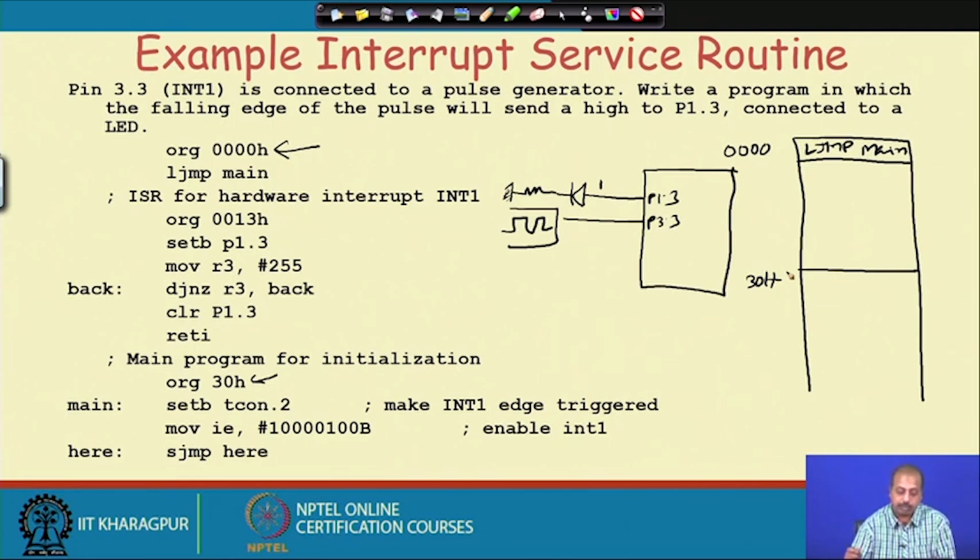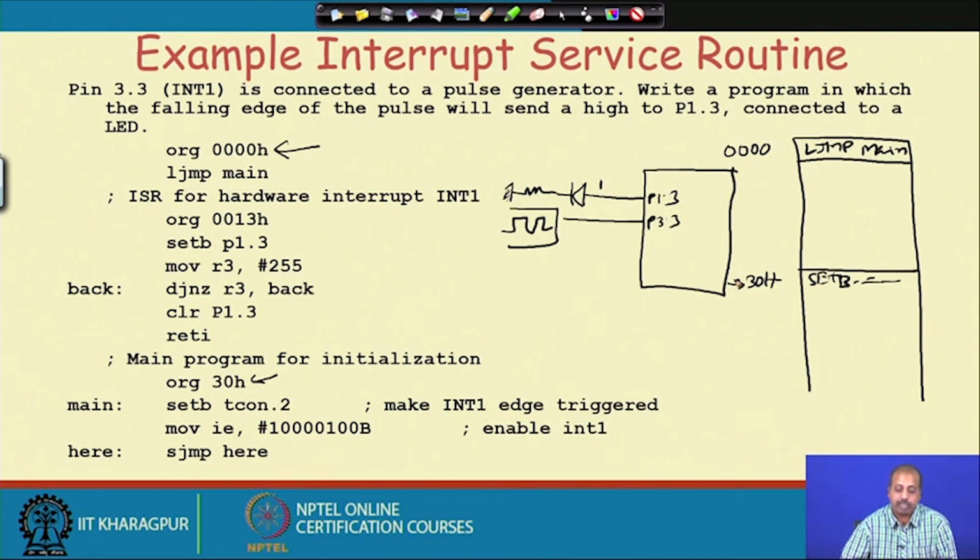There I have got this SETB TCON.2 instruction. When the processor starts, it will find this LJMP and it will come to this 30 hex point, and from that point it will start executing.